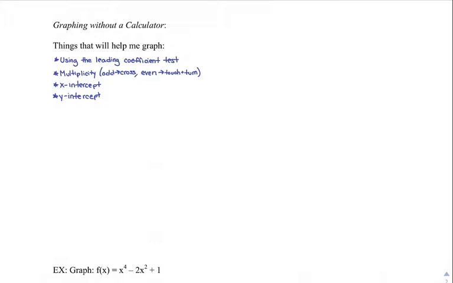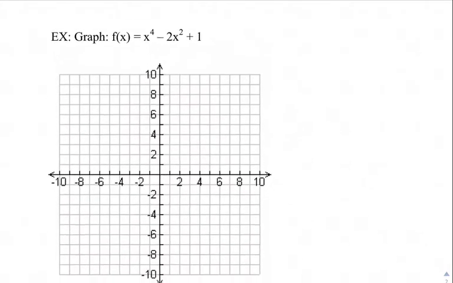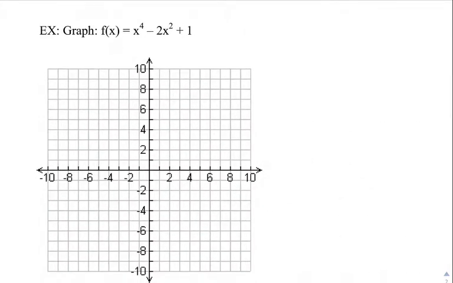Next, the multiplicity. That was in 3.4. So if the multiplicity is an odd number, it crosses the x-axis. If it's even, it's a touch and turn. Then we also need to find our x-intercepts and our y-intercepts. So that's from chapter 2 and 3.1. So let's take a look at this first example. It says graph f of x, which equals x to the 4 minus 2x squared plus 1.